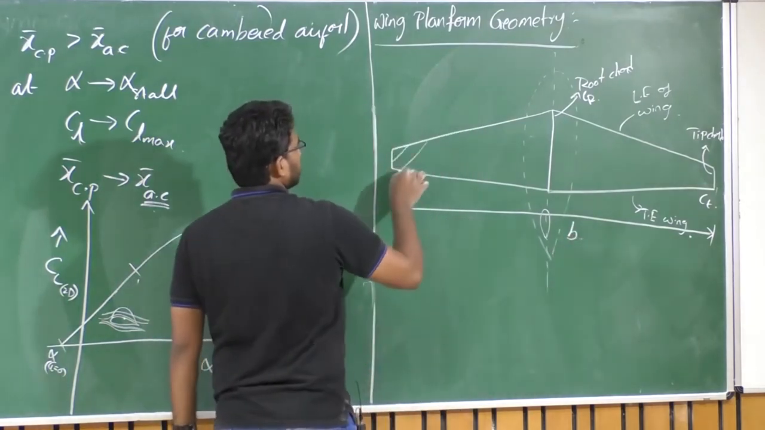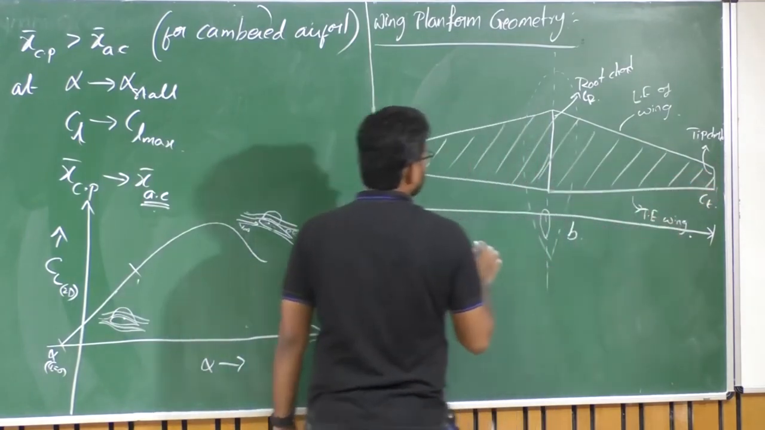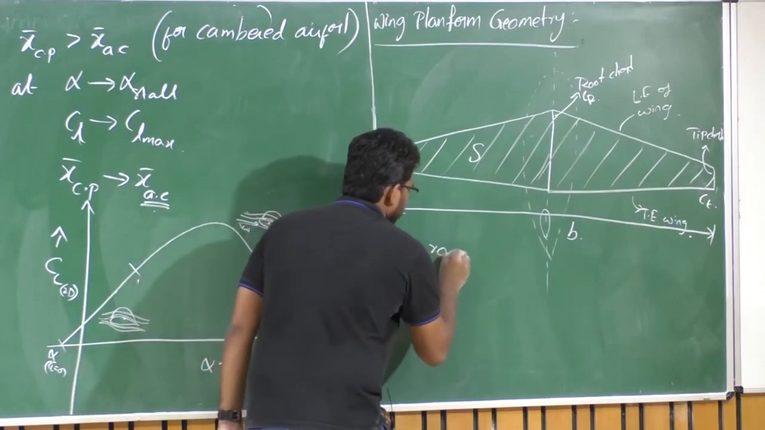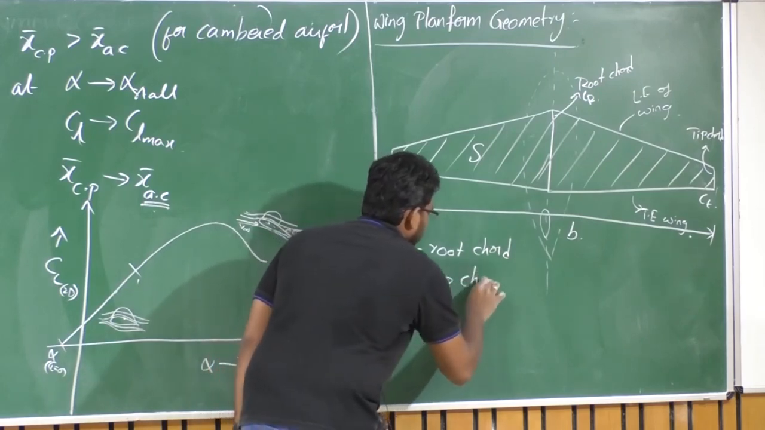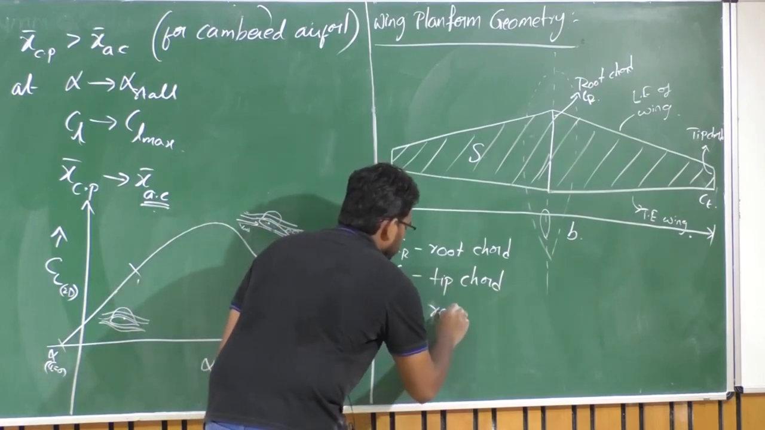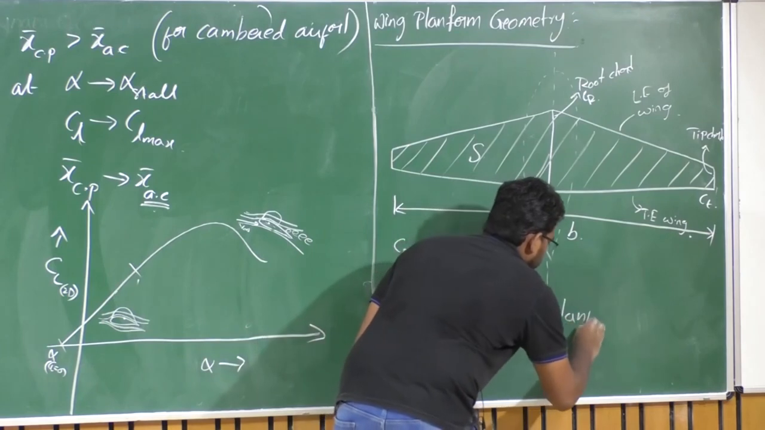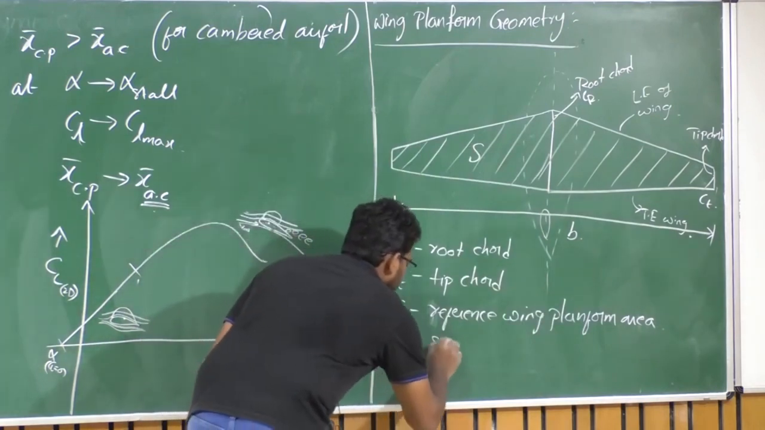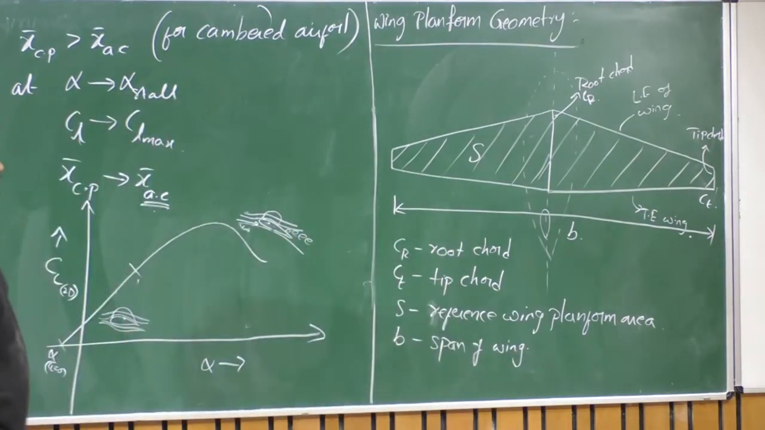And the reference planform area of this wing is denoted by S. CR is called the root chord, CT is called the tip chord, S is the reference planform area, and B is the span of the wing, measured between the two tips.